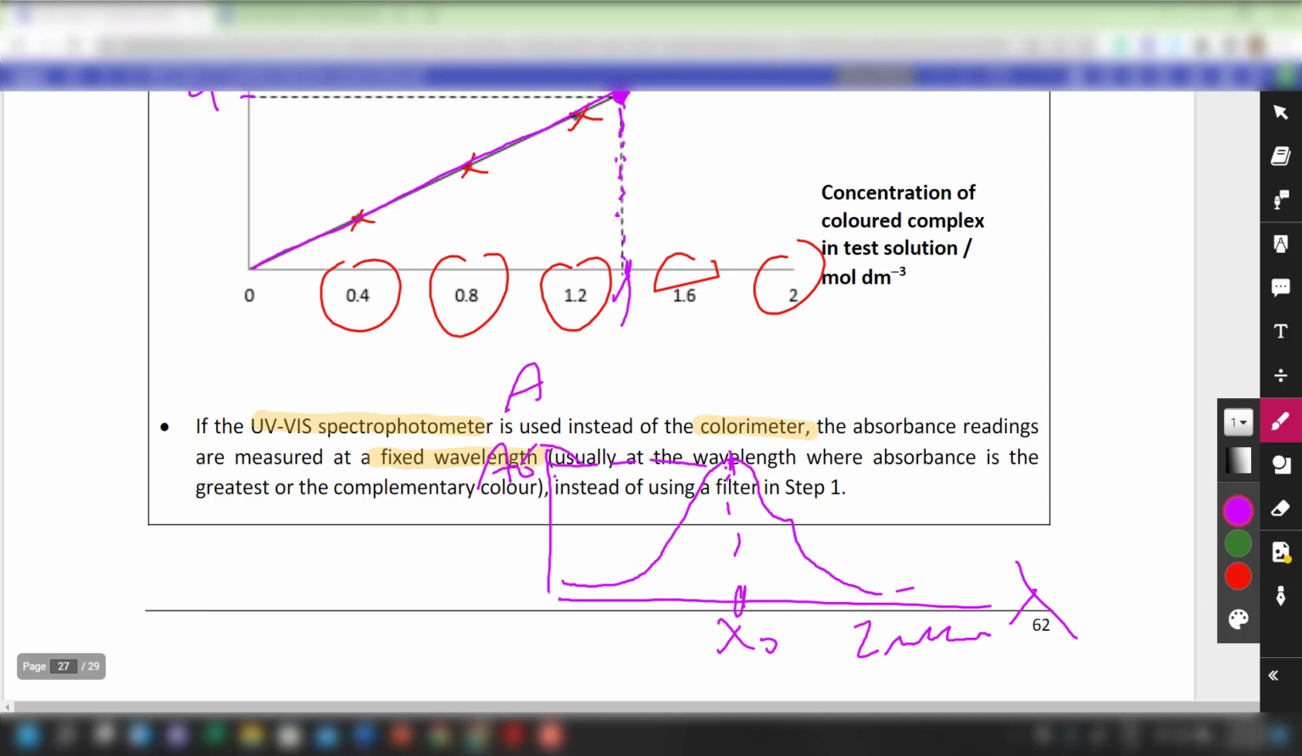But if you are using a modern UV-vis spectrophotometer, you can just program the machine such that it's able to read off at that particular wavelength, and you will be able to get the absorbance straight away. That actually saves you time from reading off the graph one by one, because it takes a bit of time to plot the graph even with the machine.